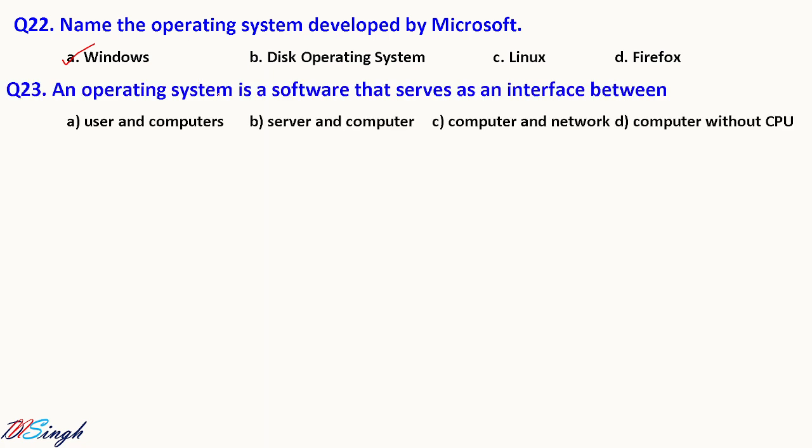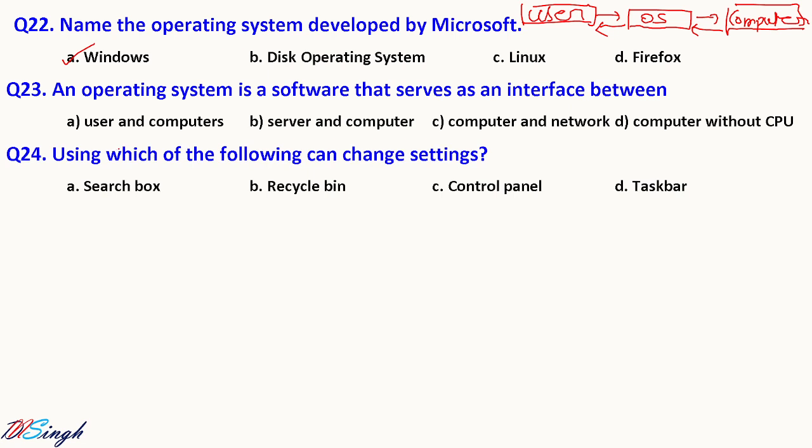An operating system is software that serves as an interface between user and computer. You do not directly give commands to the computer. In between, what sits? The operating system sits in between. Here is the user of the computer, and they will give commands to the OS, which in turn gives commands to the computer hardware. So it acts as an interface between computer and user. All the commands which the user wants to give to the computer will be passed through the OS, and the response from the computer will be passed through the OS and presented to the user. So the OS will act as an interface between user and computer.